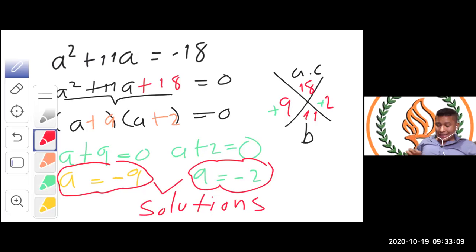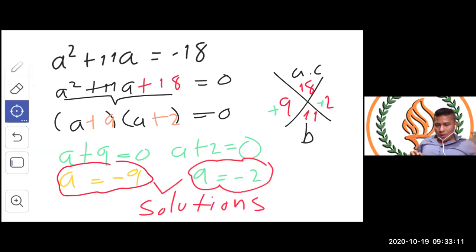Take a look that in a quadratic equation, guys, unlike the linear equation, we have 2 solutions because the degree is 2. If we have degree 3, we're hopefully going to get 3 solutions. Okay, I'm going to stop this.